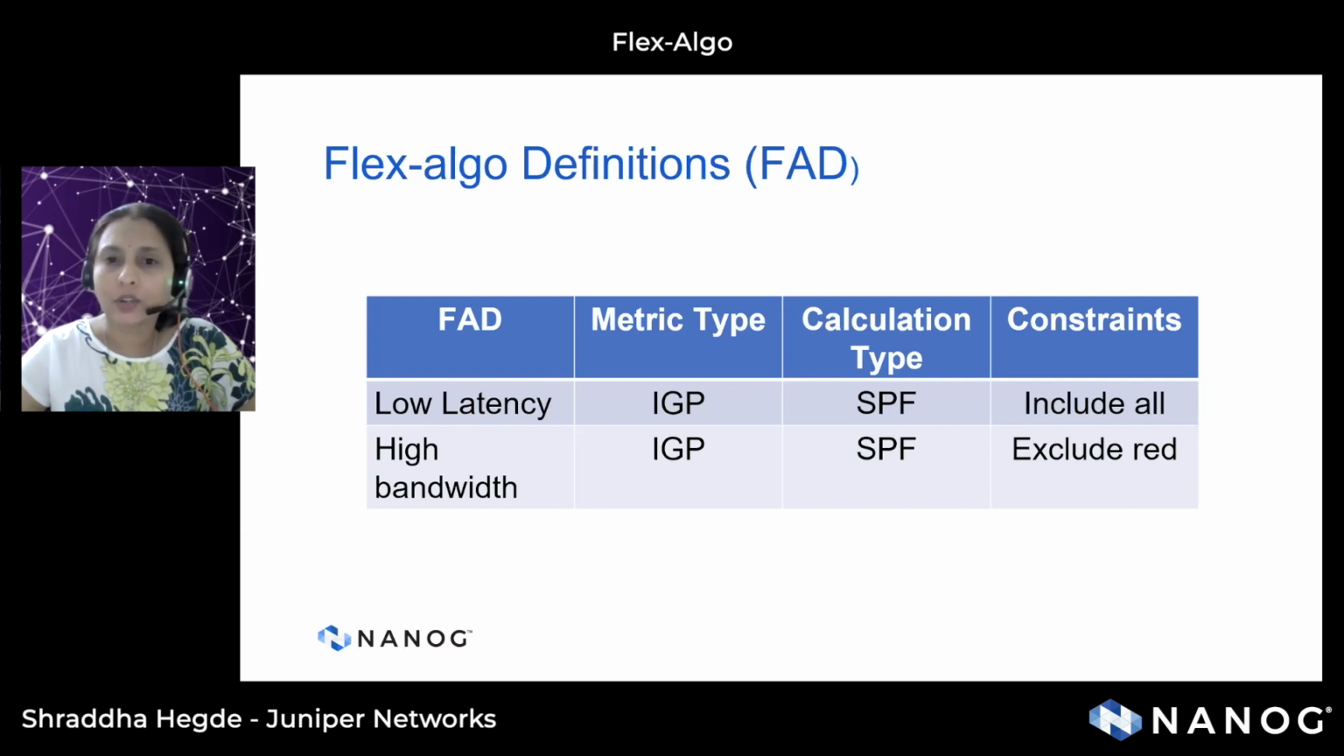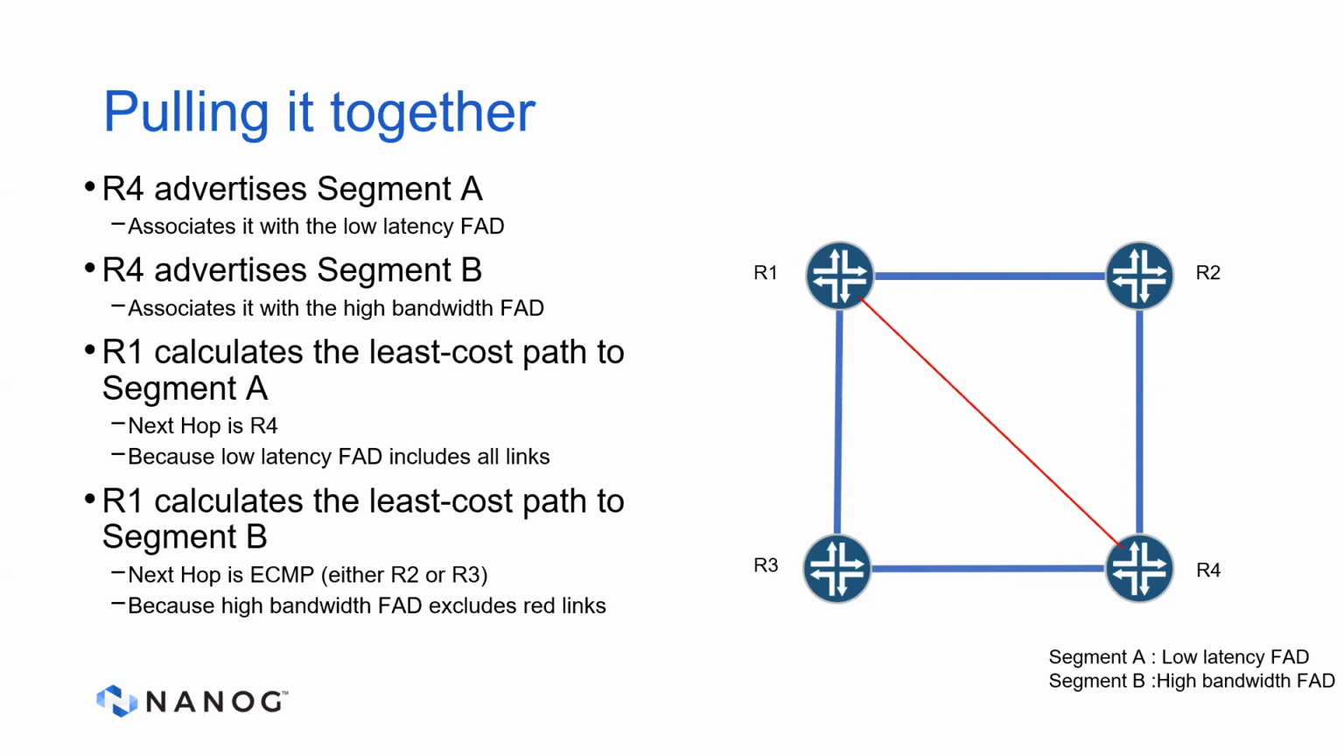So this FAD gets advertised in IGP. So every node receives it, and all the nodes that participate in a particular FlexAlgo will use this FAD and compute paths. So let's see in the next slide how that happens. R1, R2, R3, and R4. Let's take the case of R4. R4 will advertise two segments, A and B. One is low latency FAD and another is high bandwidth FAD. So segment A is associated with low latency FAD and segment B associated with high bandwidth FAD.